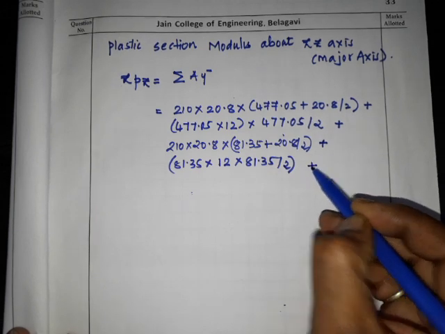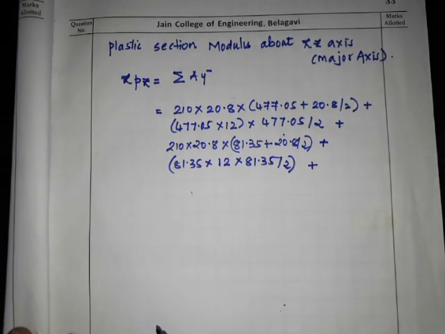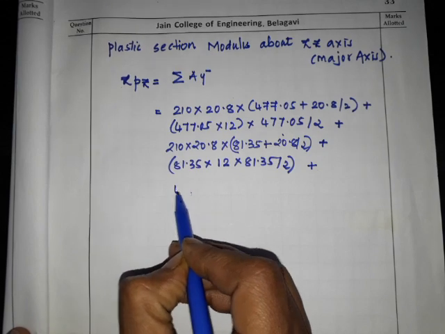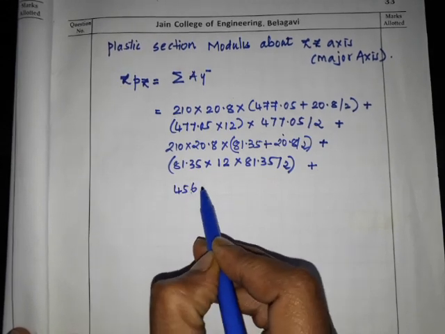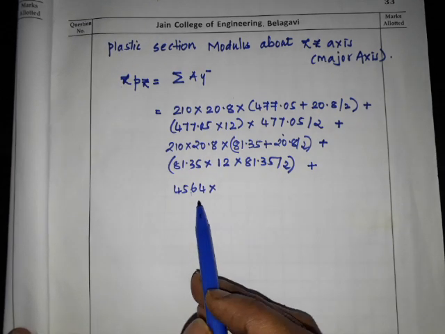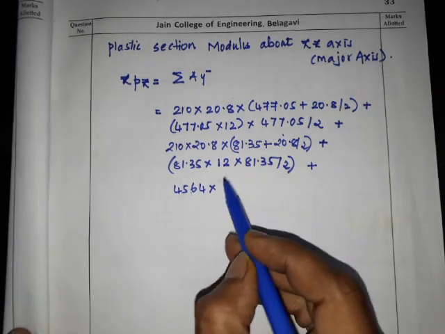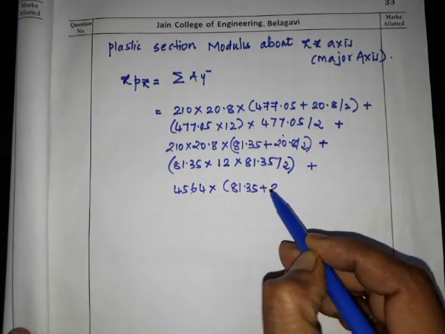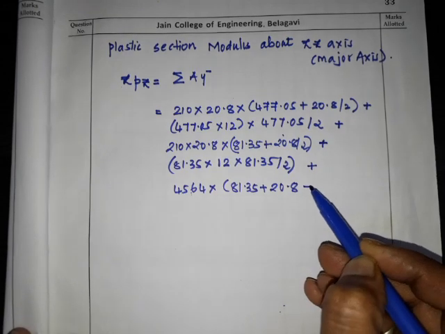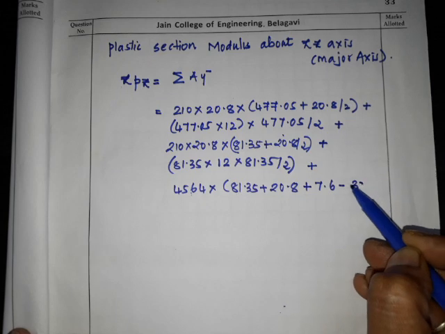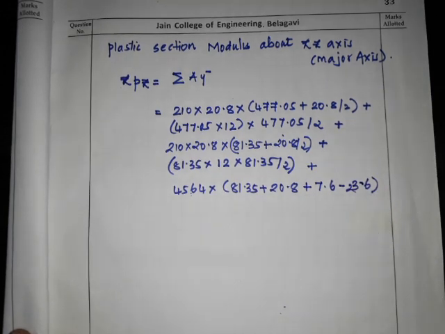Then plus, next for the channel, because the channel will come above the equal area axis. Okay, so the area of channel is 4564. You will get it from the steel table. 4564 into 81.35 plus 20.8 plus 7.6 minus 23.6. So I will explain here.